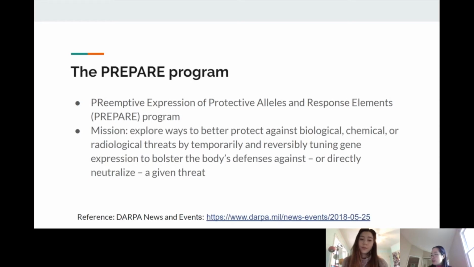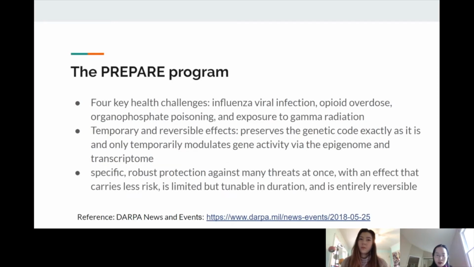So service members and first responders could administer these interventions prior to threat exposure or therapeutically after exposure to mitigate the risk of harm or death. So the overall objective is to save lives in order to bolster the body's natural defenses against disease. And this program approaches 4 key health challenges. So these are the immediate program goals. It approaches 4 key health challenges: the influenza viral infection, opioid overdose, organophosphate poisoning, and exposure to gamma radiation.